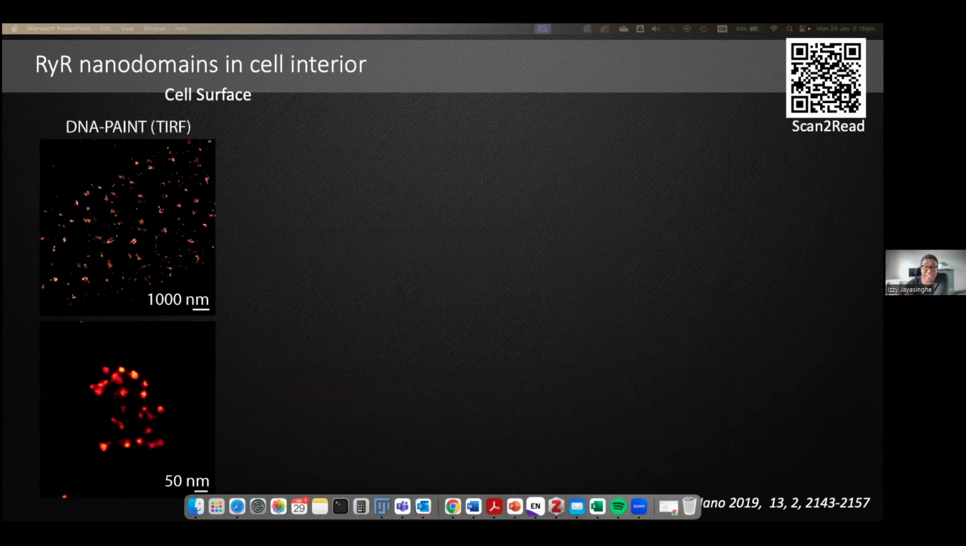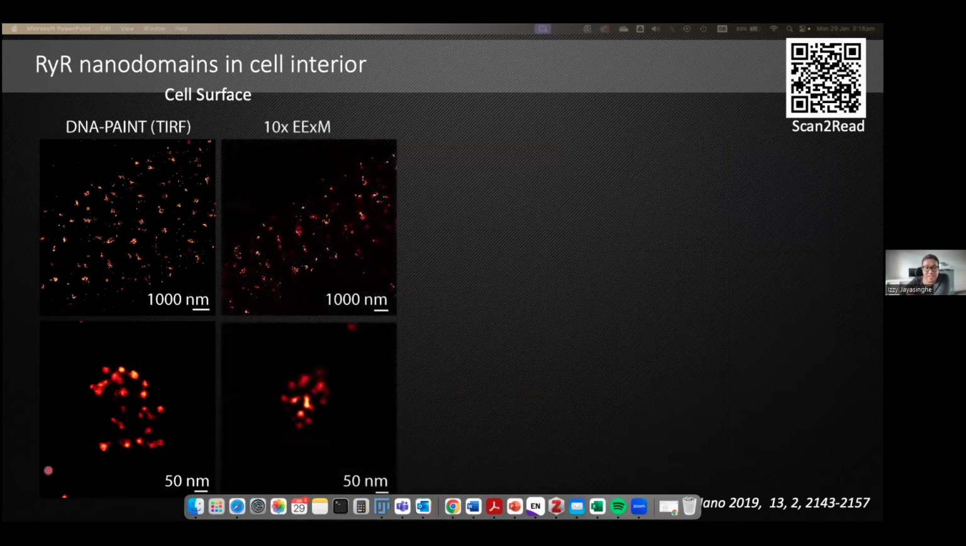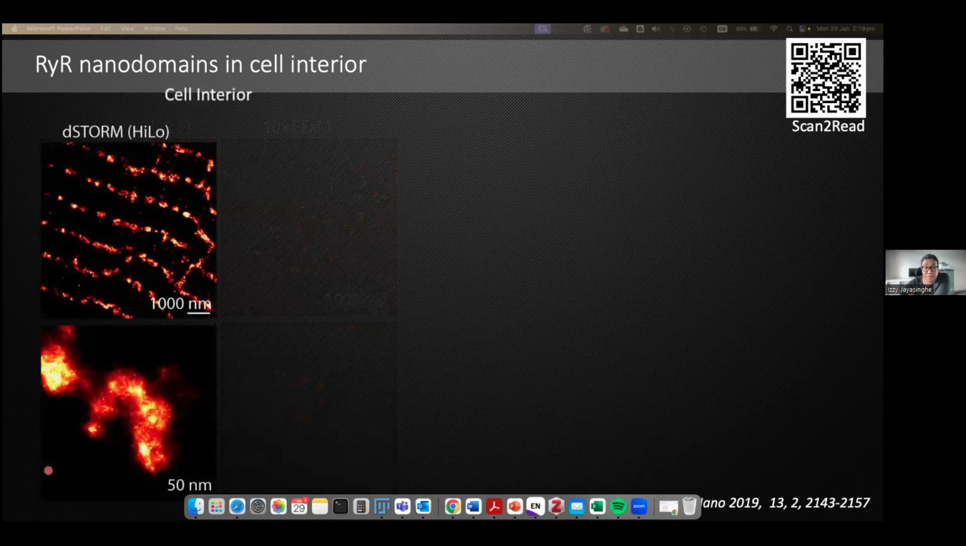observation. Applying this to imaging ryanodine receptor, with DNA paint, near the cell surface, we saw this braille-like pattern, single channel positions, and it was really nice to see that pattern being recreated with expansion microscopy being a different way of imaging. But unlike before, we could now go further in.